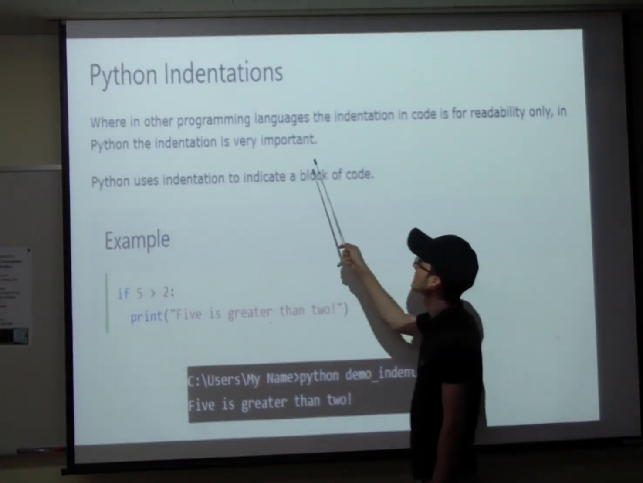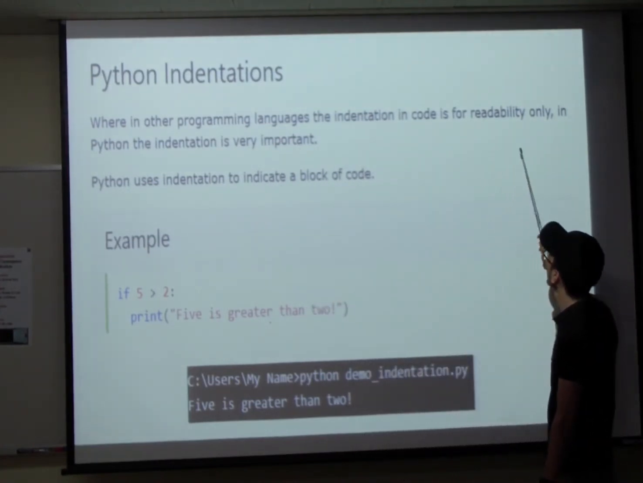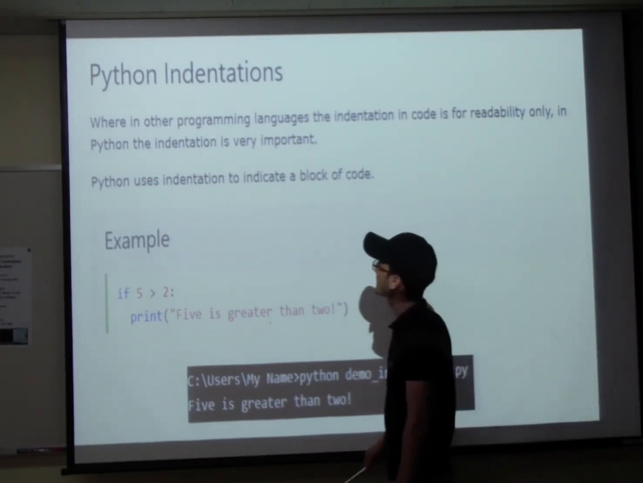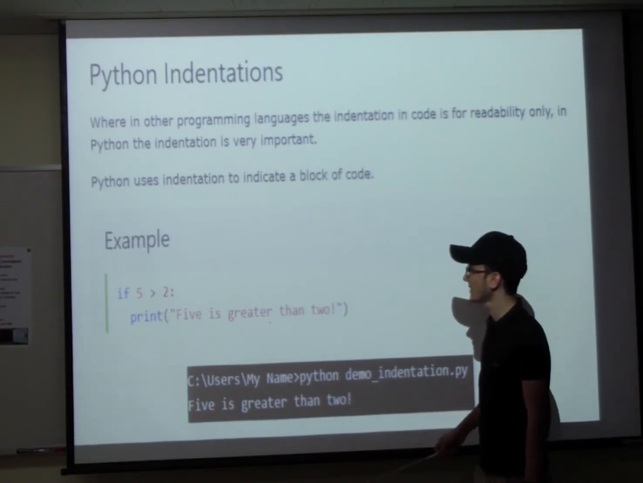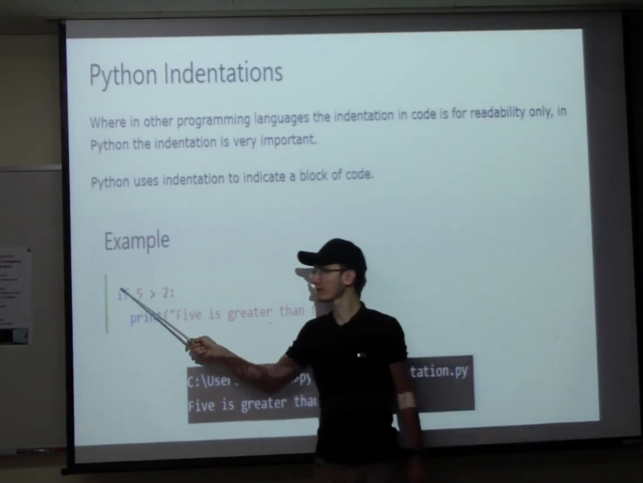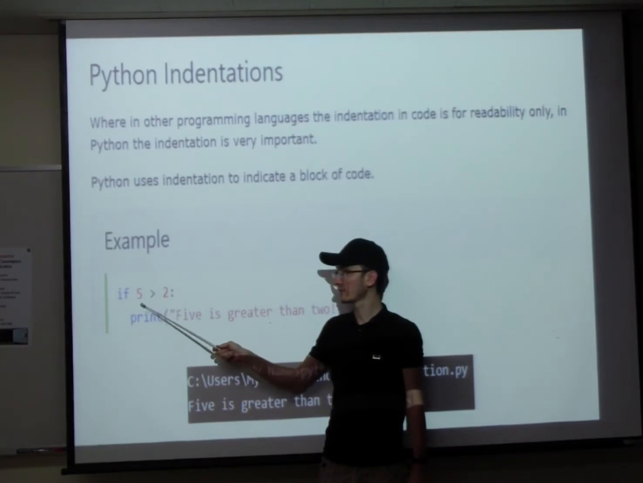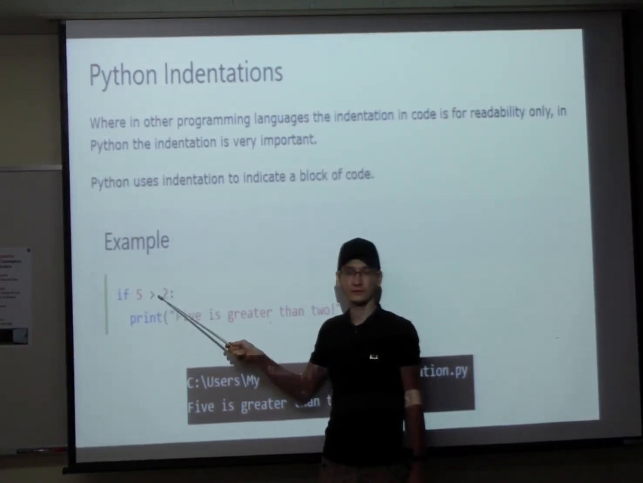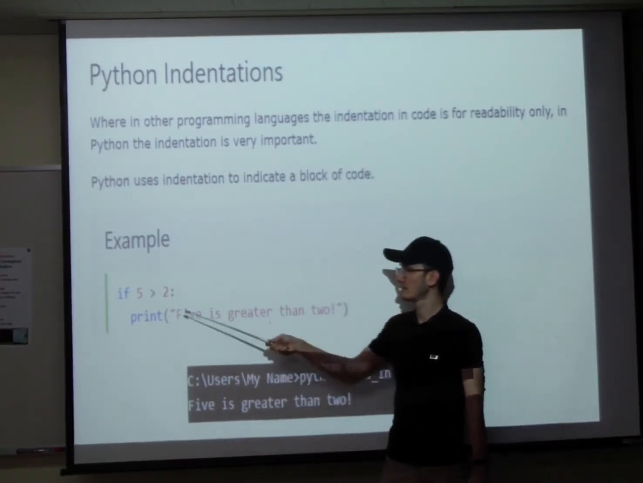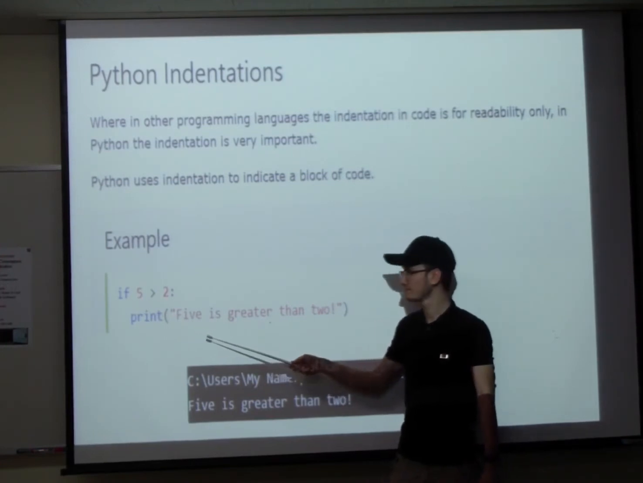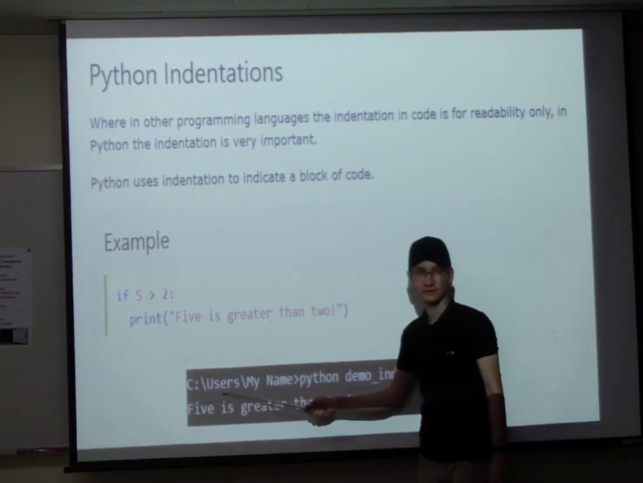So, Python indentation. In other programming languages, indentation in the code is for readability only. In Python the indentation is very important. Python uses indentation to indicate a block of code. For example, here we created an if statement, and we are giving the condition 5 greater than 2. Is this true or false? True. Therefore, our code in the if condition works. Print 5 is greater than 2. We have this result. Yeah?